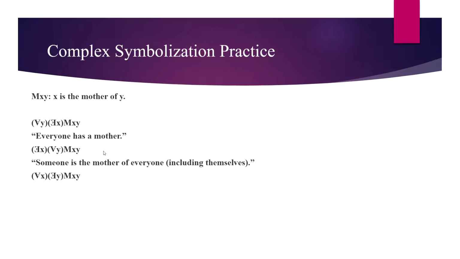Now let's look at this one. It looks like the first one, except we've changed the variables attached to each quantifier. Now we have, for every X, there is some Y such that X is the mother of Y, right? It sounds very similar, but the meaning here is different because now we're saying everyone is the mother of someone. For every X, there is some Y such that X is the mother of Y. Everyone is the mother of someone.